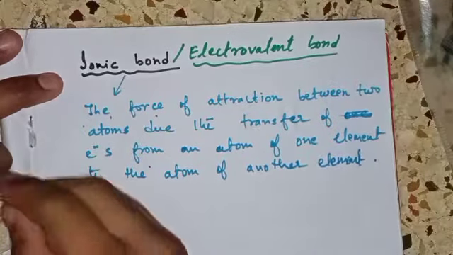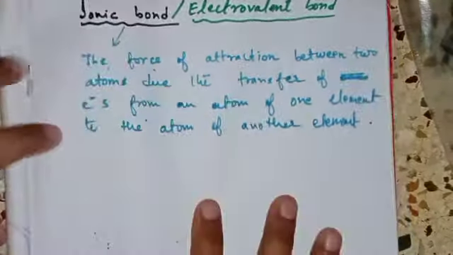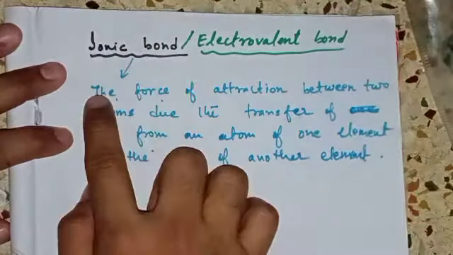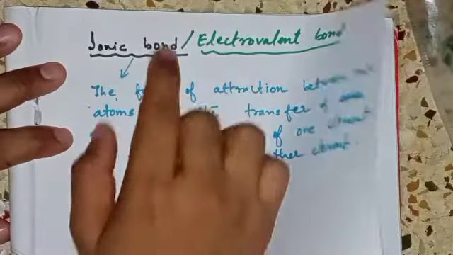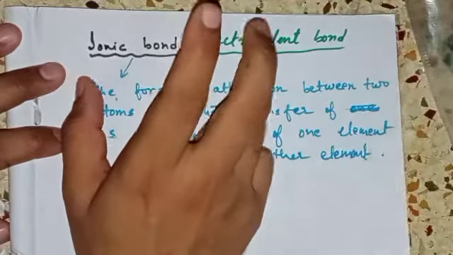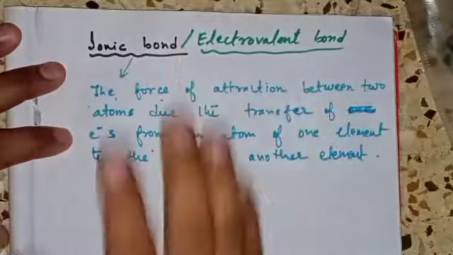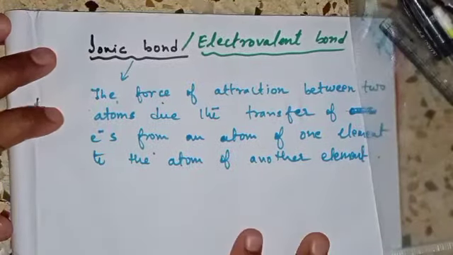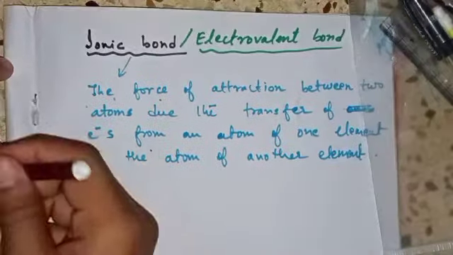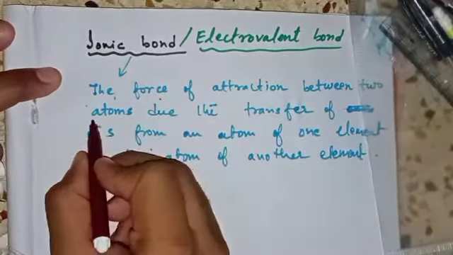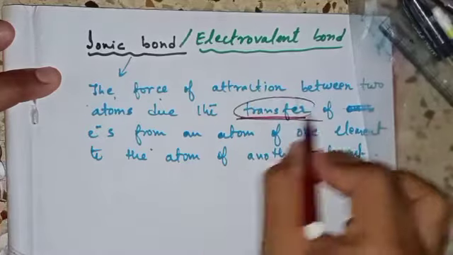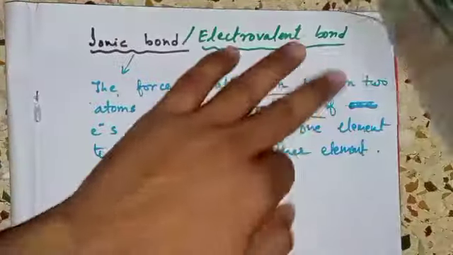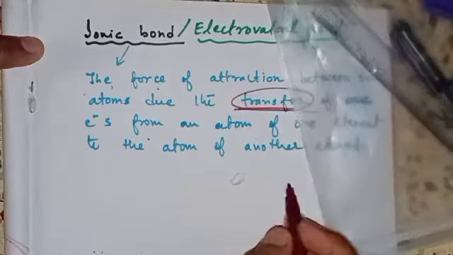Okay, so what does this definition mean? We can have the definition of ionic compound as well, but I am giving you the definition of bond. That's why I have written the force of attraction. I hope that you will find the definition of ionic compound printed in the book. So what is this? The force of attraction between two atoms due to the transfer, this is the key word, transfer of electrons from one atom of an element to the atom of another element.